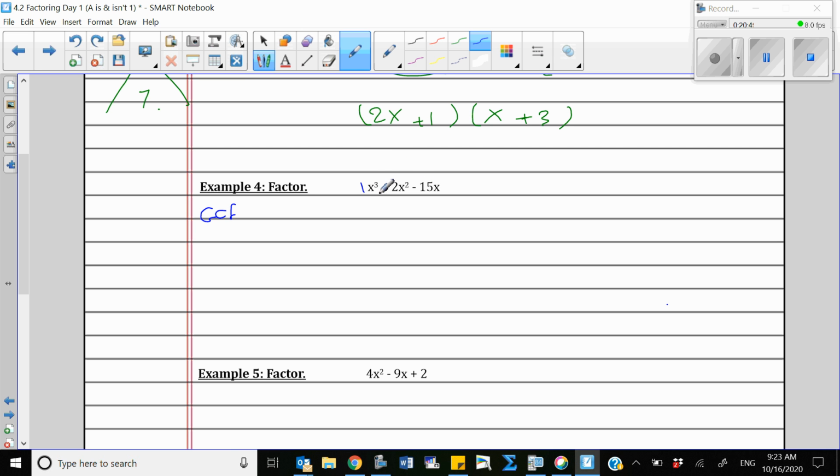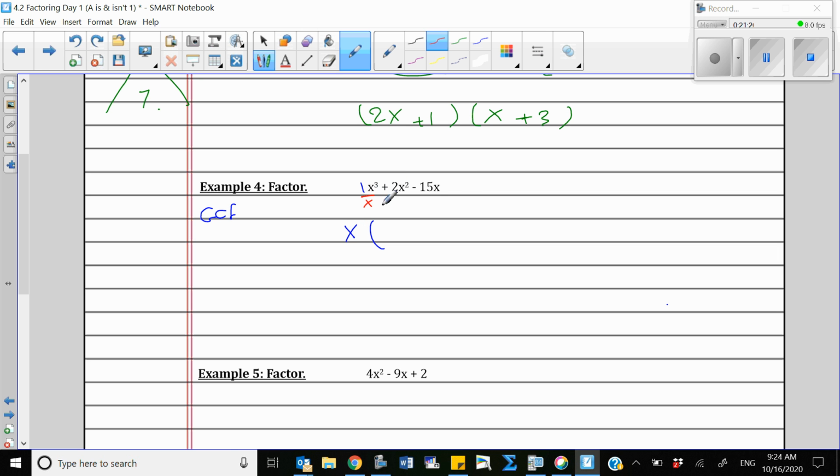How about the letters? I have x to the 3, x to the 2, and x. Well, the x is in common between all of them because all of them are divisible by x. So I take the smallest one as the common factor. So that's going to be x. That's my common factor. Okay, so I'm going to write that here and try to factor x from all these three.